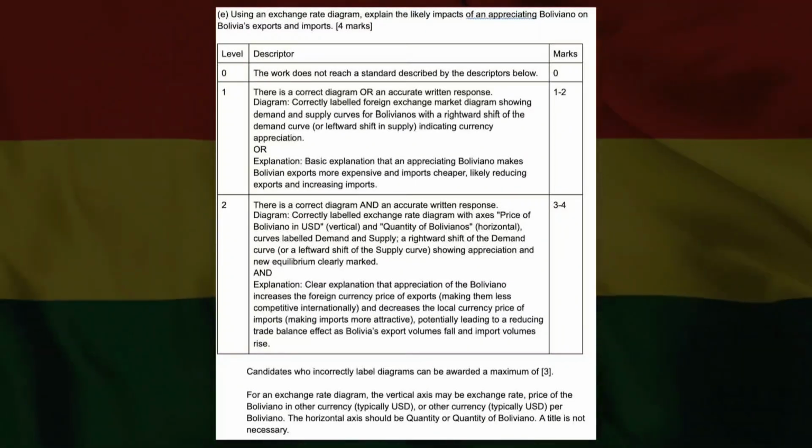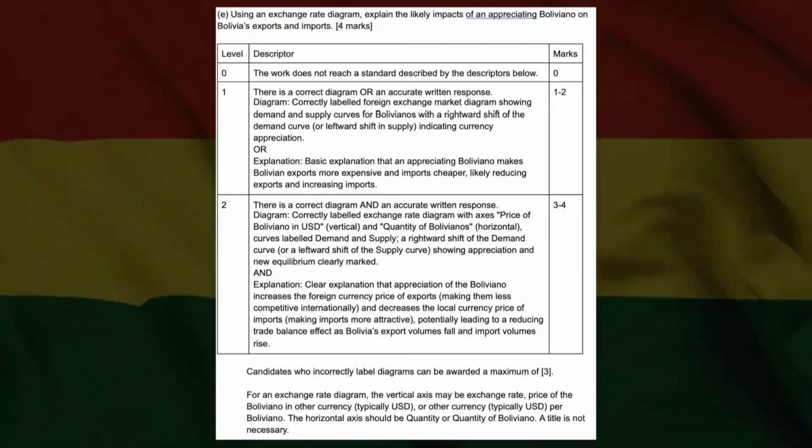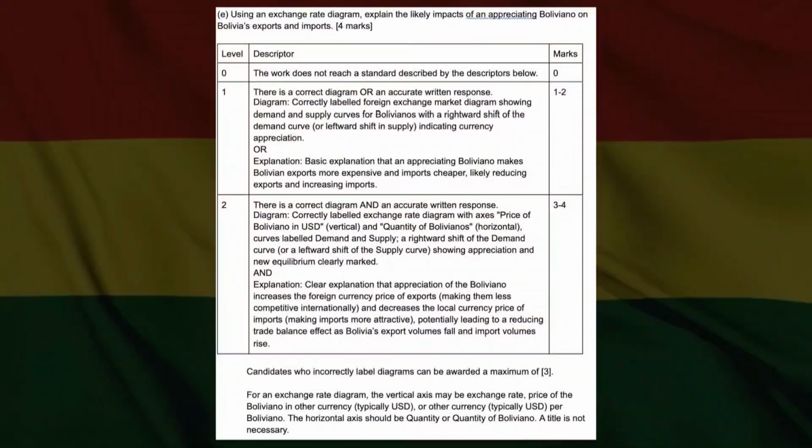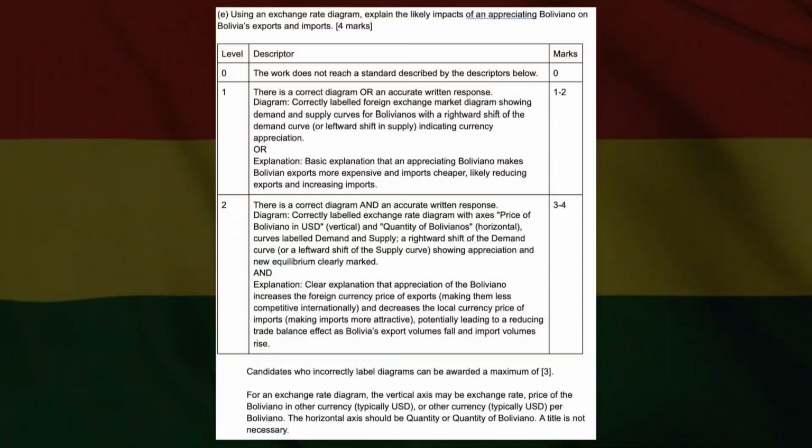Diagram: a correctly labeled exchange rate diagram with axes, price of the Boliviano in USD on the vertical axis and quantity of Bolivianos on the horizontal. Curves labeled demand and supply, a rightward shift of the demand curve, or a leftward shift of the supply curve, showing appreciation and the new equilibrium clearly marked.